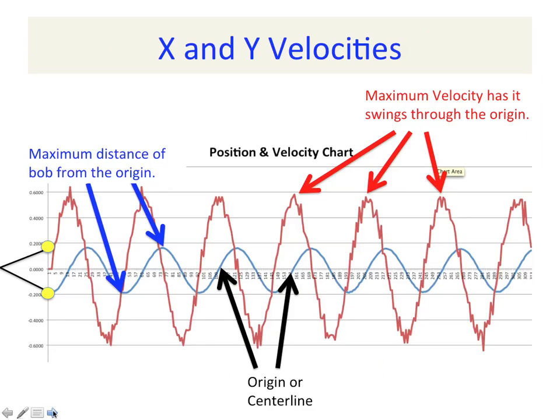We had to calculate the X and Y velocities. As the bob swings through the origin, you have maximum kinetic energy. So here's the origin, maximum kinetic energy. Maximum distance from the bob here at these 2 points. So kinetic energy here, potential down below.